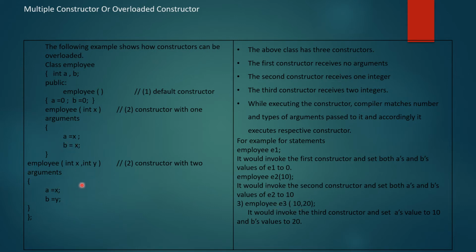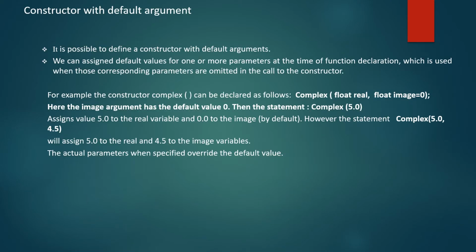So A and B will be 10 and 20 respectively. Now next is your constructor with default argument. In a constructor with default argument, we have to pass the default values. Where will you pass the default values? In your member function declaration, at the time of function declaration, we will pass the default values.